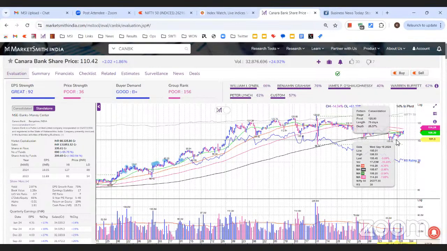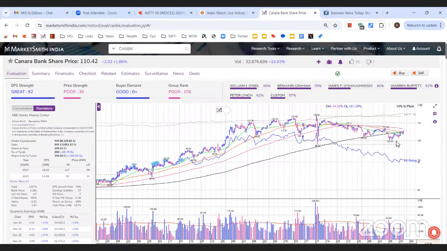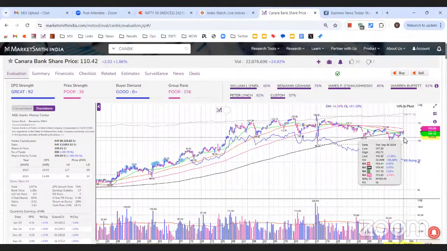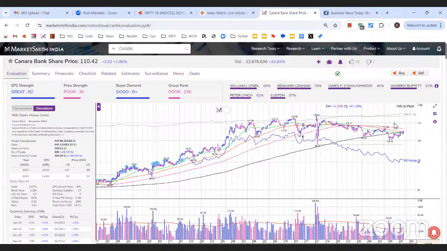But as it has reclaimed the 200 DMA and the 50, the next focus will be reclaiming the pink line, that is the 100 DMA. And after that, it might complete the right side of the base.